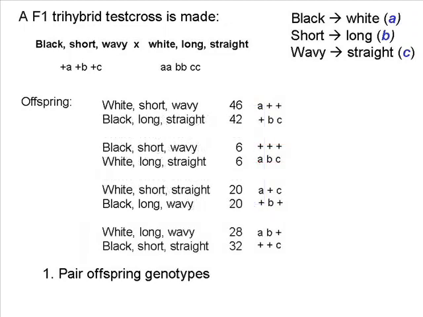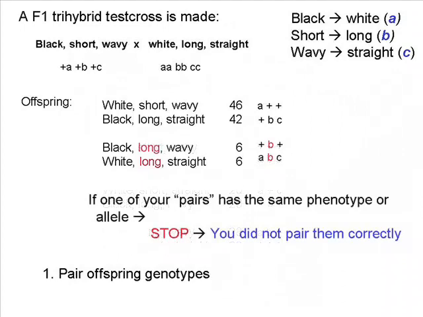You then want to write them down in these pairs. I tend to write the largest pair first, then I write the smallest pair underneath that, and then I pick either of the other two to write them in some order below that. Be sure to include their genotype arrangements, A plus, B plus, C plus, beside each one. Now, one of the things you'll want to do is double check that you do not have two of the same phenotypes or two of the same alleles in one of your pairs. You can't, in this case, have a black long wavy and a white long straight. If you do, something was wrong.